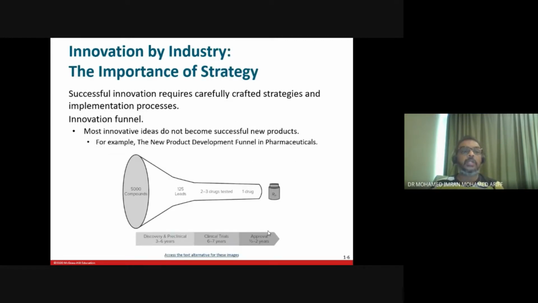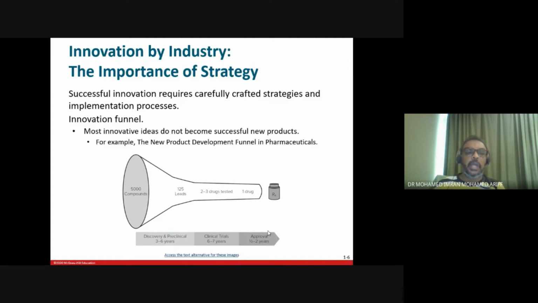All right, so the importance of strategy. So we also look at how, if the innovation is by industry, how is it important, or what are the strategies by the organization? How does it come up with them?